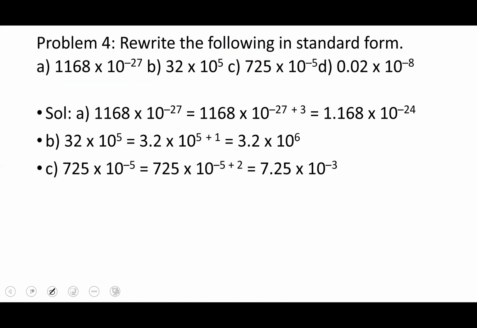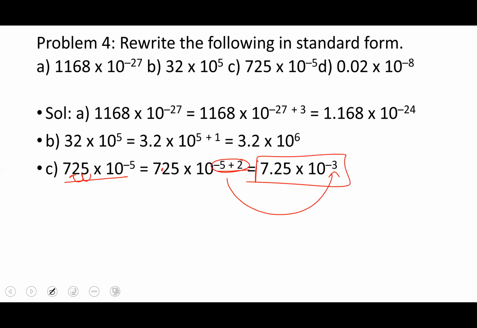Third part, or C part, which is 725 into 10 to the power minus 5. So how many decimal points have we moved? 1, 2. So the point will be over here. If the point is over here, that means it is 10 to the power 2. So it becomes 7.25 into 10 to the power minus 5 plus 2. So 10 to the power minus 5 plus 2 will be minus 3. So our answer is 7.25 into 10 to the power minus 3.